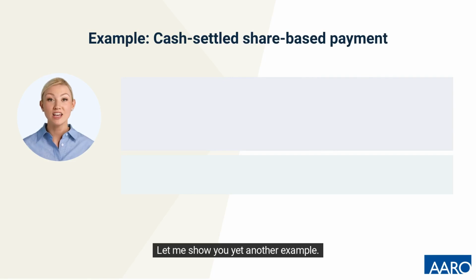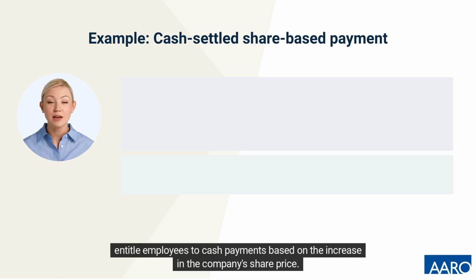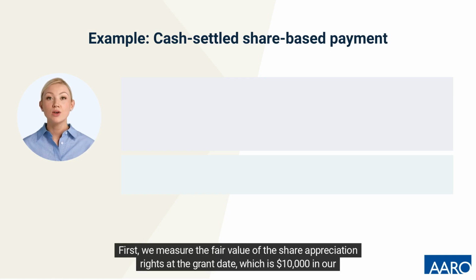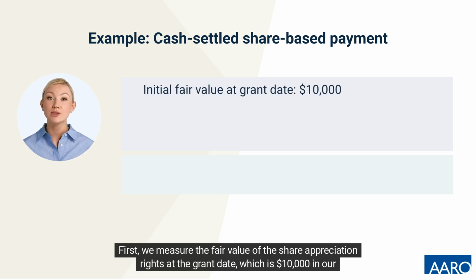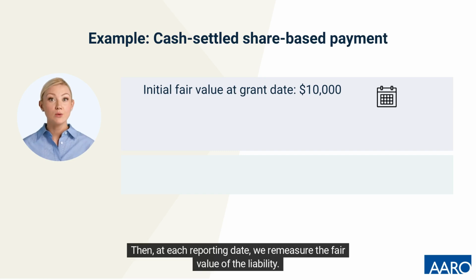Let me show you yet another example. For a cash-settled share-based payment, let's assume the company grants share appreciation rights that entitle employees to cash payments based on the increase in the company's share price. The fair value of the liability is remeasured at each reporting date. First, we measure the fair value of the share appreciation rights at the grant date, which is $10,000 in our example. Then, at each reporting date, we remeasure the fair value of the liability.